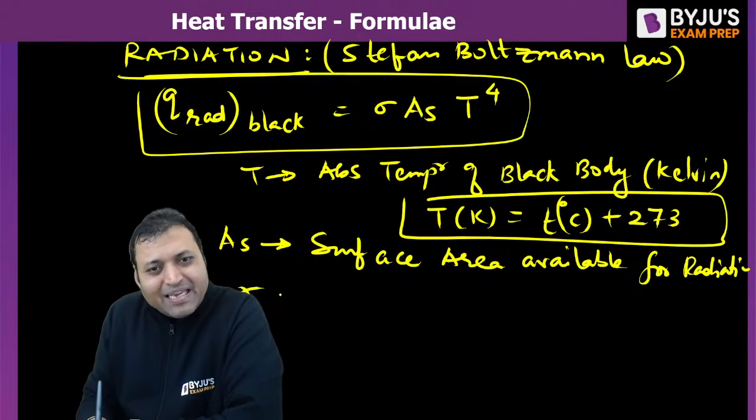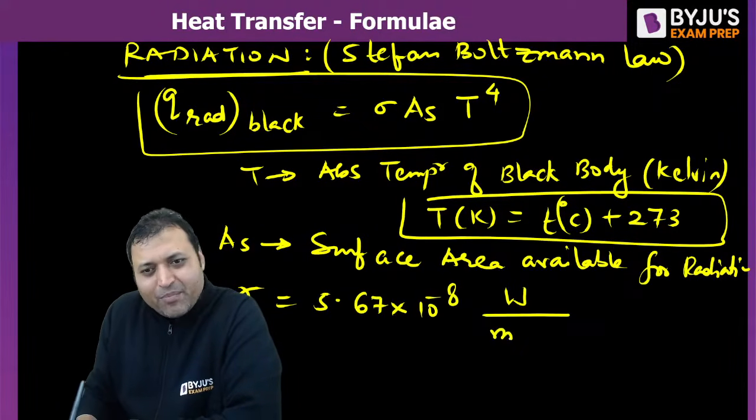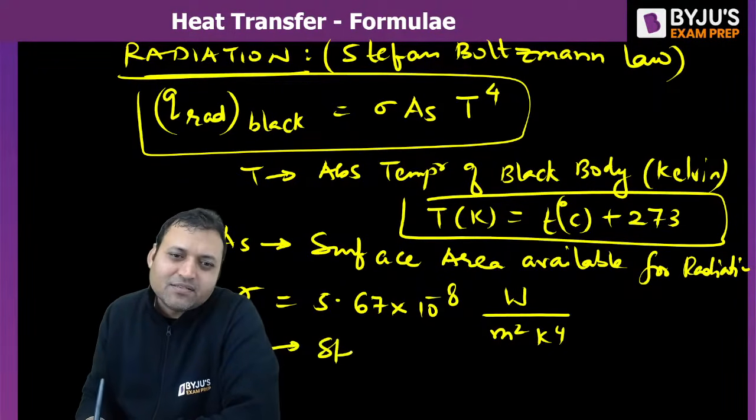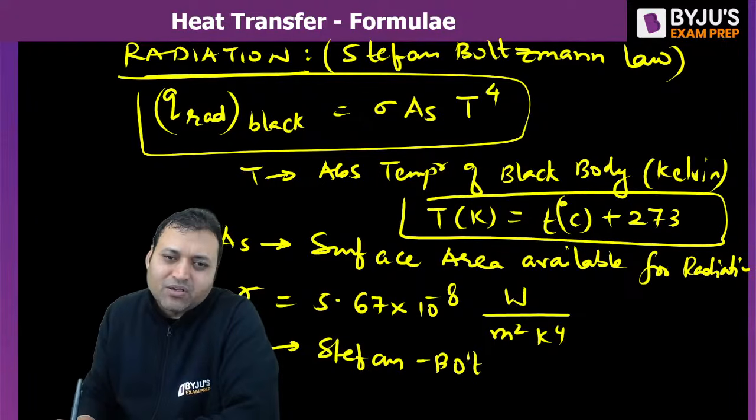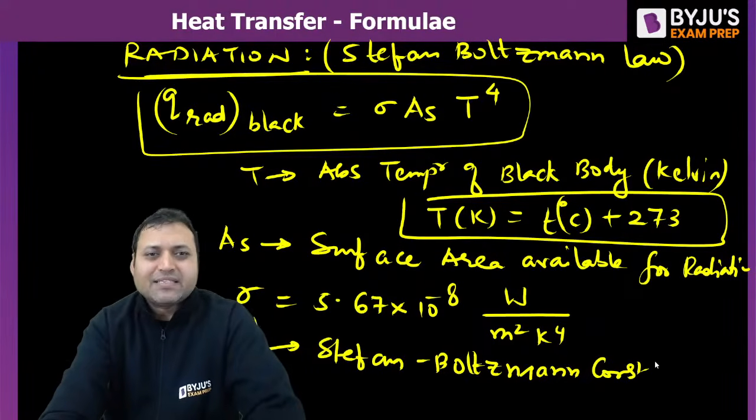And sigma is given by 5.67 into 10 to the power minus 8 watt per meter square Kelvin to the power 4. Sigma is called the Stefan-Boltzmann constant. All right.